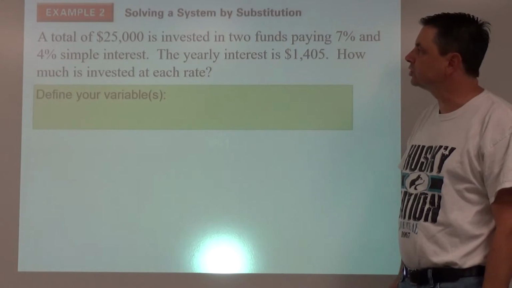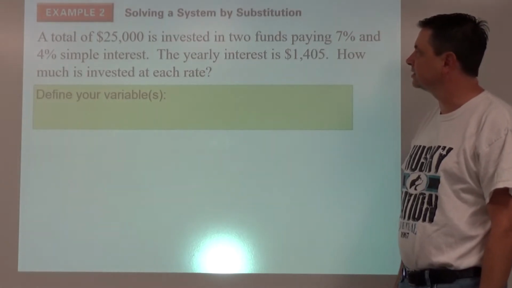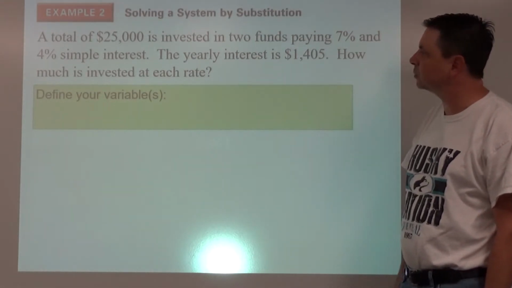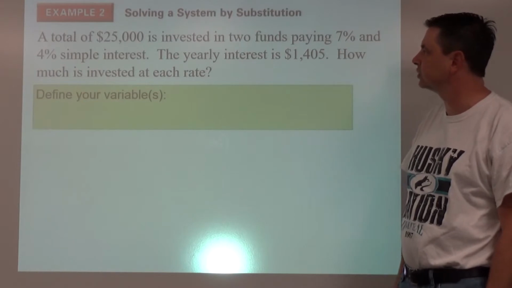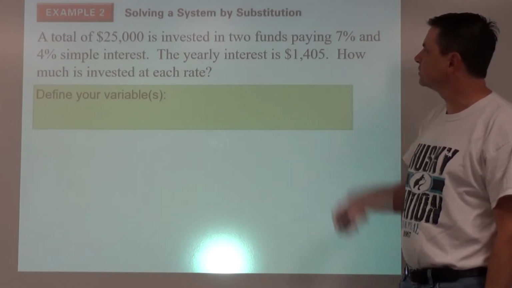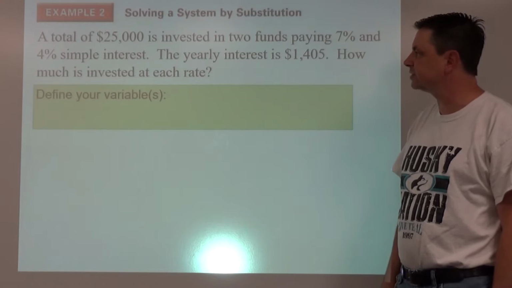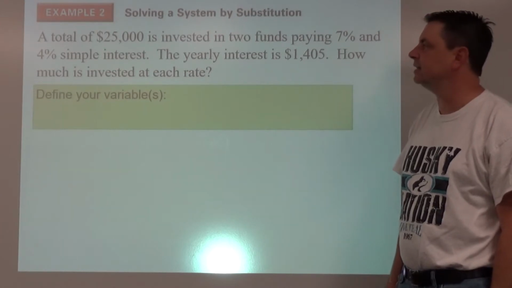Example number 2. A total of $25,000 is invested in 2 funds paying 7% and 4% simple interest. The yearly interest is $1,405. How much is invested at each rate?